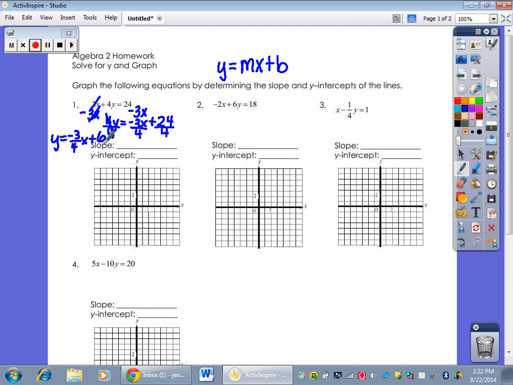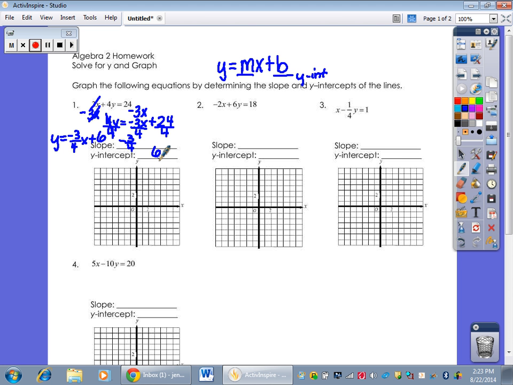If that's our final equation, then the first blank up there says the slope. The slope is our m, which is the number that is in front of the x. So our slope is negative 3 divided by 4. And our y-intercept is the b, which is the number that does not have the letter after it. So our y-intercept is 6. Okay? So we found the slope and the y-intercept.